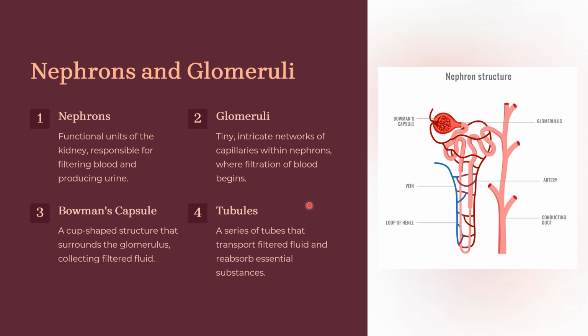Then we have tubules. There are a series of tubes which transport the filtered fluid and reabsorb the essential substances. So the filtered fluid is passed to these tubules and reabsorption also takes place from here, and then finally the excretion also takes place. So we have nephrons, glomeruli, Bowman's capsule, tubules. That was all about nephrons and glomeruli.